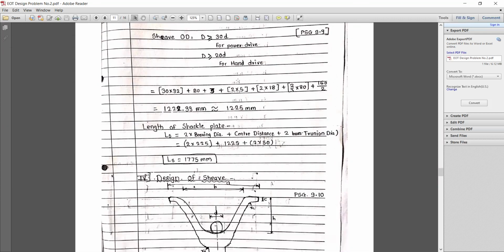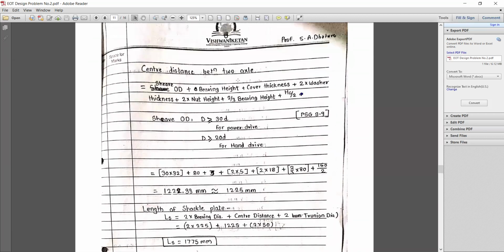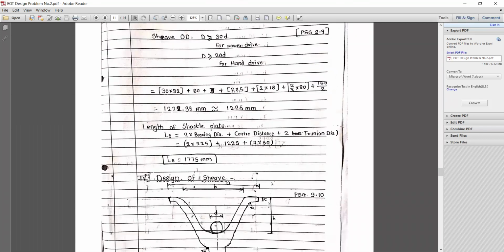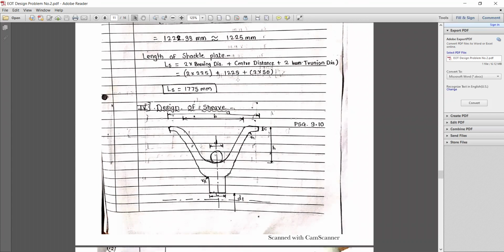So putting all the values, what do we get? The total shackle plate length is 1225 mm. Sorry, center distance between two axles is 1125. Now length of shackle plate.